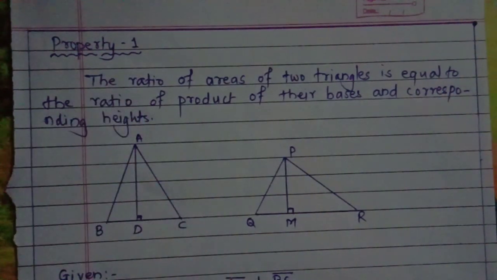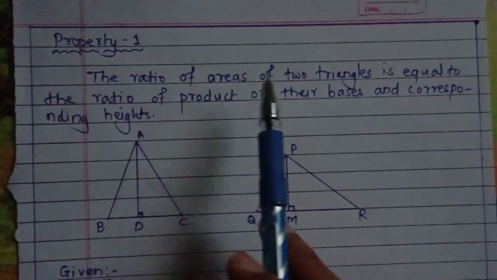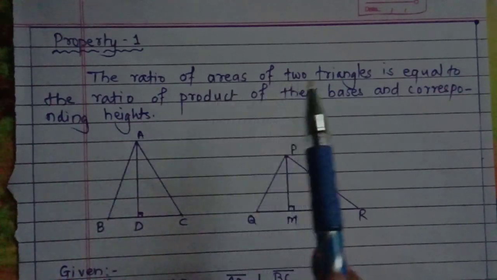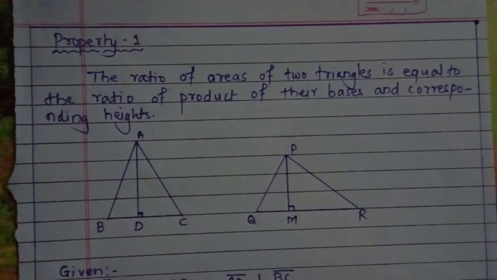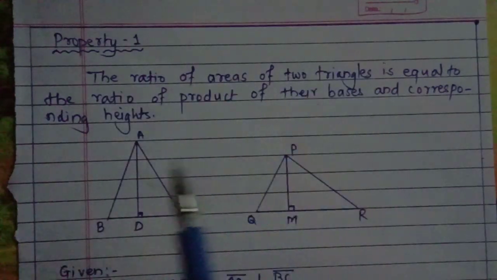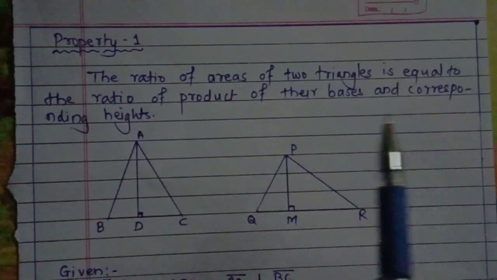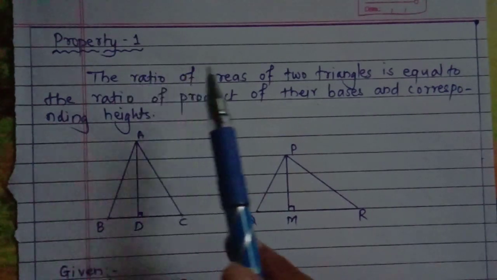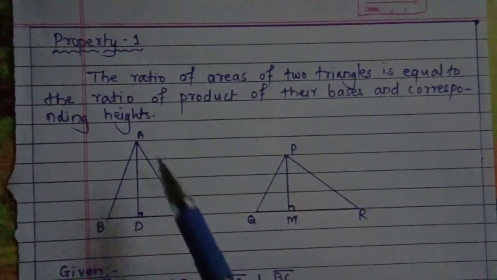This is property 1. The ratio of areas of two triangles is equal to the ratio of product of their bases and corresponding heights. This is a statement and we have to prove whatever properties we know about the triangles. So in this case, we have to find out the ratio of areas of two triangles, meaning we need two triangles.